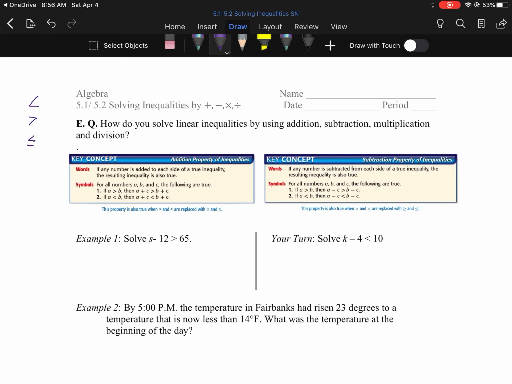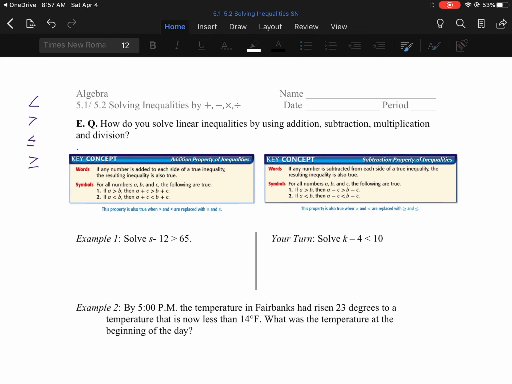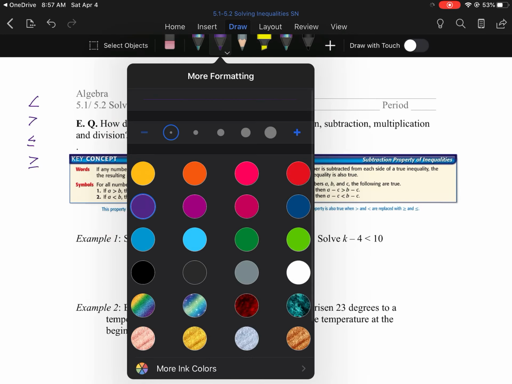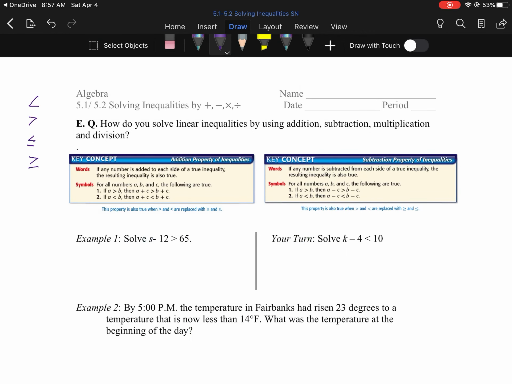Now don't forget your inequality signs are less than, greater than, less than or equal to, greater than or equal to. And to get this pen, typically you're in home, I went to draw, and then you can pick any one of the pencils. I usually just get the marker, put it on the smallest, and pick whatever color is your favorite.